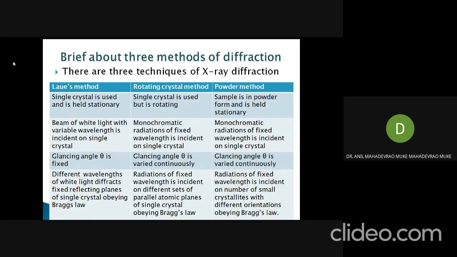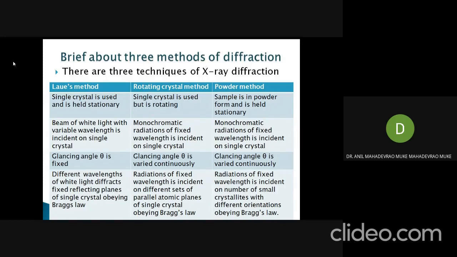Means what is the difference between the two methods? In the first case, you have to keep the crystal fixed in the path of the X-ray. In the second, you have to keep it rotating. Now, in the powder method, you are not taking a single crystal, but the sample is in the form of powder. You have to crush the given sample into powder form, and it is kept stationary. It's not rotating again.